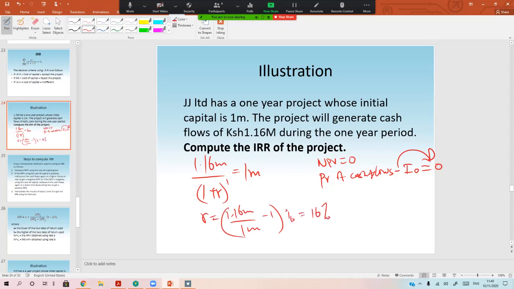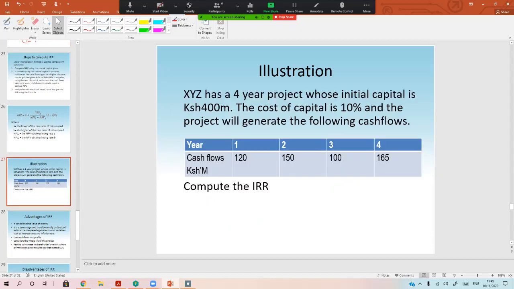Okay. This is really the one. Okay, we get 16% to be the internal rate of return. Out of this, you've got to use a trial and error method. Go through it, then read it together.